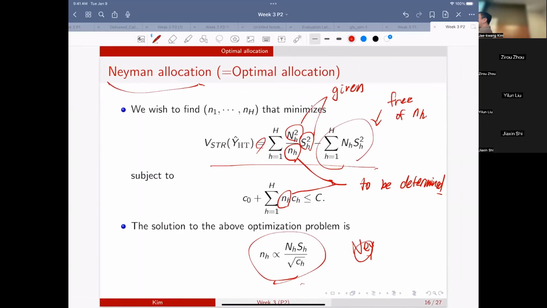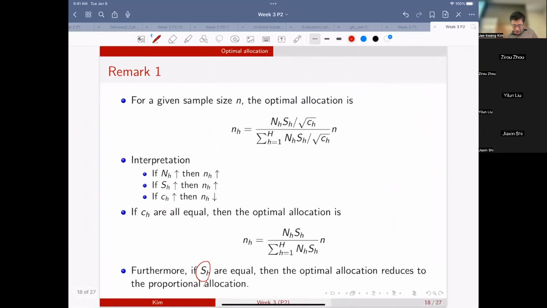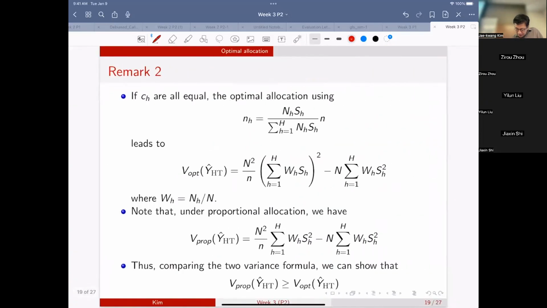So if you ignore, if you assume that the costs are equal, costs are the same, then our problem is just minimizing the variance. And then proportional allocation actually belongs to that class, the same stratified estimator. So that means this is kind of trivial by definition of the optimal, because this one achieves the minimum variance in the class of stratified sampling anyway, right?